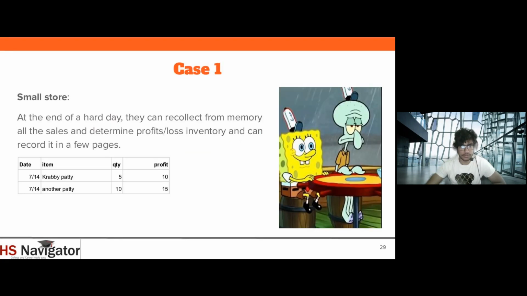Data analysis. Case 1. Let's say we're at a small store, the Krusty Krab, and at the end of a hard day, SpongeBob and Squidward can recollect from memory all the sales and determine the profit or loss and inventory, and can record it in a matter of just a few pages. For example, after the Krusty Krab closed on this date, 7/14, the items were a Krabby Patty and another patty. Quantities were 5 and 10, and their profits were 10 and 15. All of this is just based on their memory.